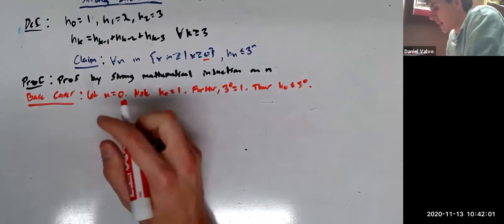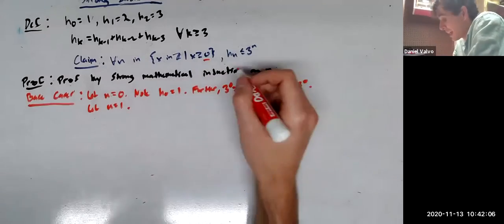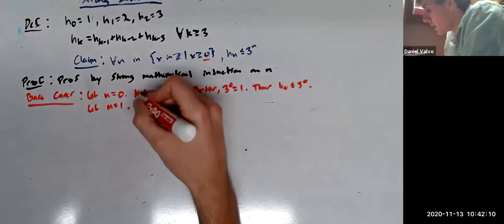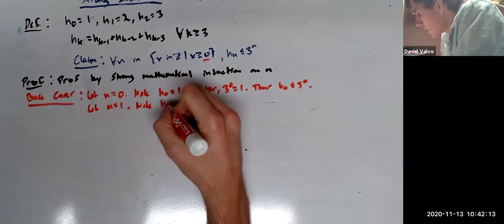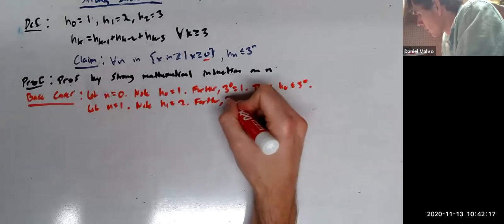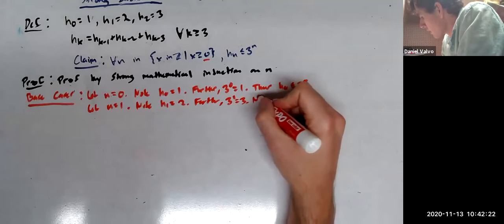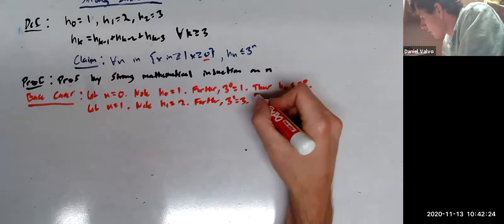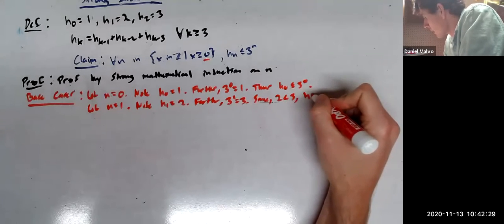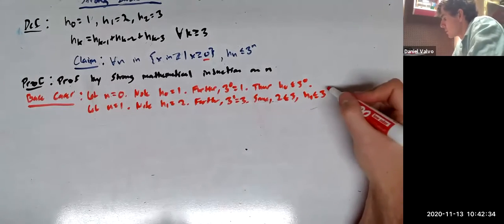Right? Now, that's for 0. Let's do 1. So for 1, again, we're trying to prove that h of 1 is less than or equal to 3 to the 1, trying to show the claim holds for 1. So let's go ahead and note that h of 1 equals 2. And further, 3 to the 1 equals 3. Since 2 is less than 3, h of 1 is less than or equal to 3 to the 1.